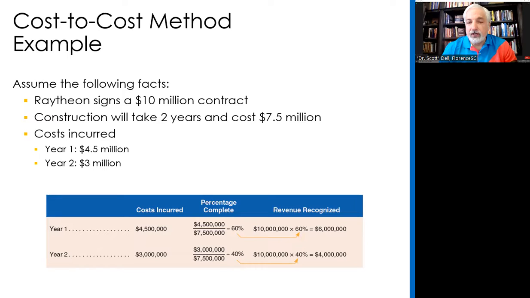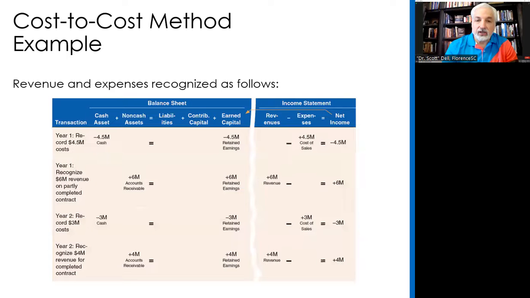So how much revenue do we recognize? Well, based on a $10 million contract, multiply by 60% and 40%, and we get our 6 million of revenue recognized in the first year and 4 million in the second. And this goes into a little more detail of what you've seen before and how it gets spread out on the income statement. You see the minus 4.5 and the plus 6, the minus 3 and a plus 4.